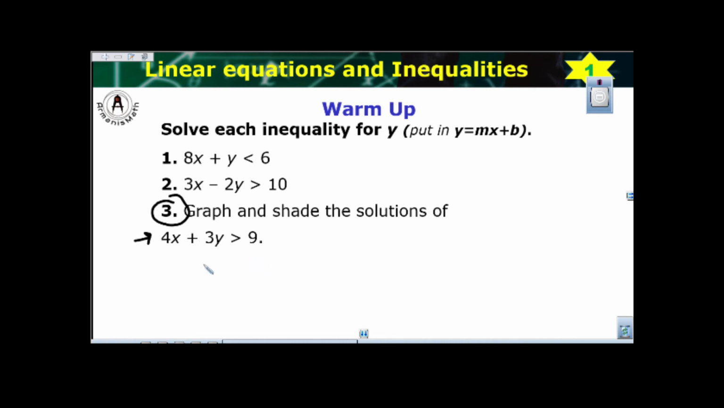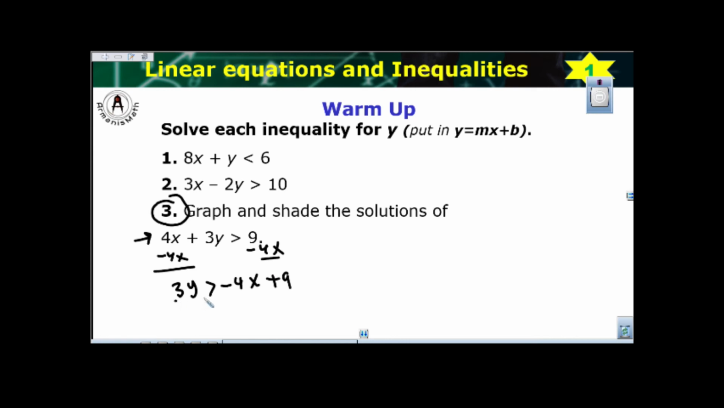There are multiple ways you could go about this, one of which is to find the intercepts, like do yourself a t-table. Or you also could massage this to look like y equals mx plus b. Perhaps that's the easiest one to do. So I'm going to subtract 4x from both sides, and that gives me 3y is greater than negative 4x plus 9.